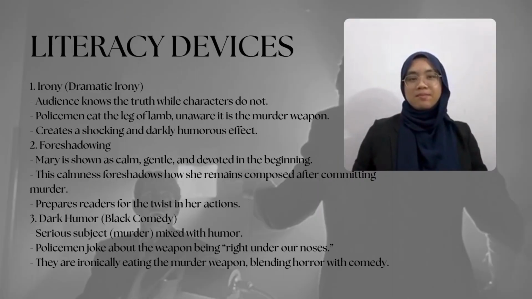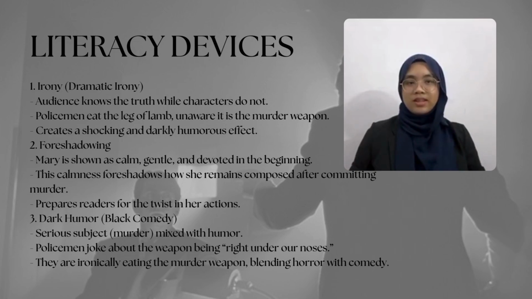Today, I'm going to talk about some literary devices that Roald Dahl uses in his short story. The first device is irony. It is more specifically dramatic irony, because this occurs when the audience knows something that the character does not. So at the end of the story, the policemen eat the leg of lamb, not realizing that this is actually the murder weapon. We as the readers already know these facts, and that contrast creates a moment that is both shocking and darkly humorous.